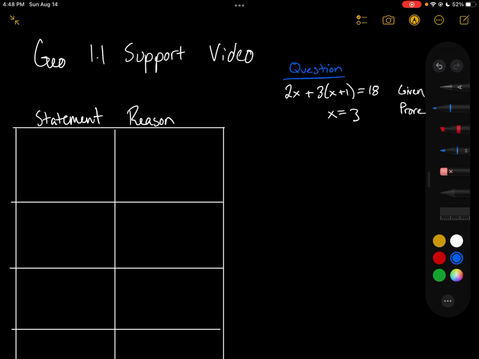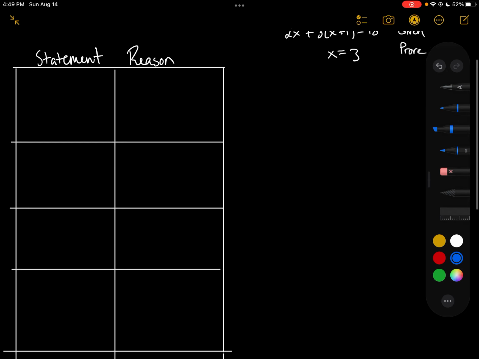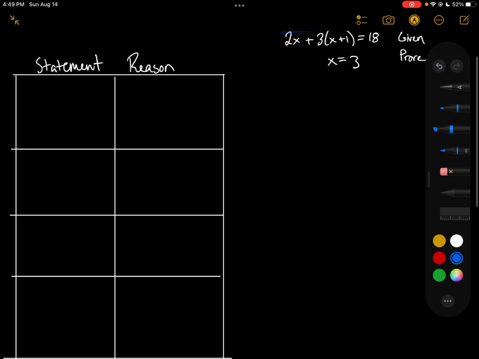So with that being said, the question is in blue. I'll highlight it in blue as well. This is what we're looking at. 2x plus 3 parentheses x plus 1 equals 18 is our given statement, and what we're trying to do is prove that x equals 3. So it's going to be our job to basically fill in this table on the left side here with all of those things. So basically free points every time you get a question like this. You almost automatically get 4 answers.